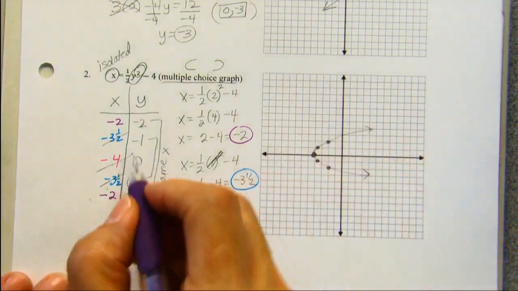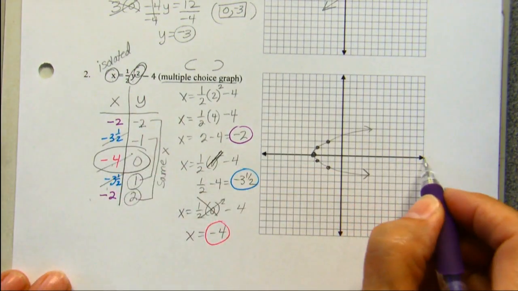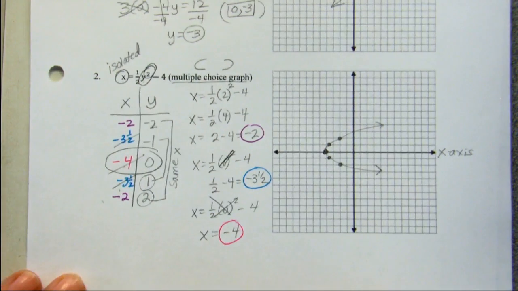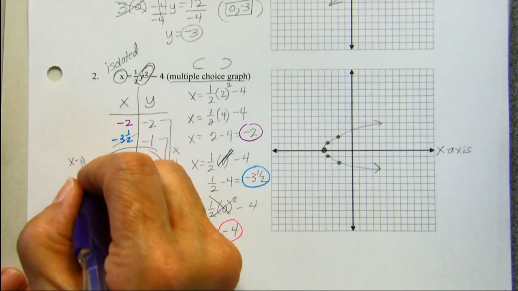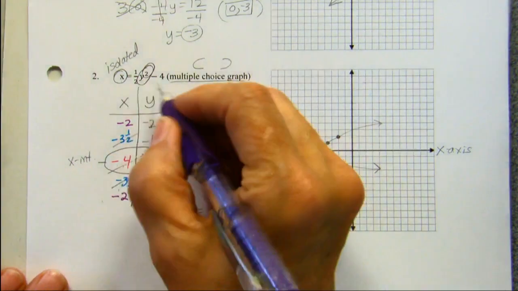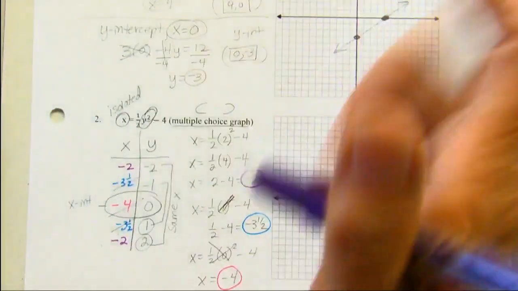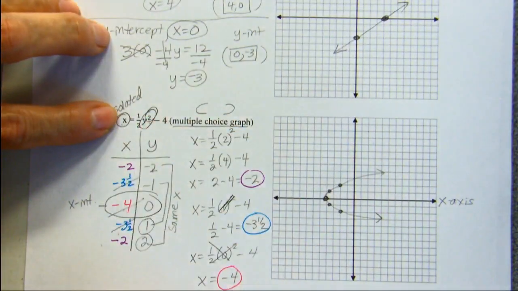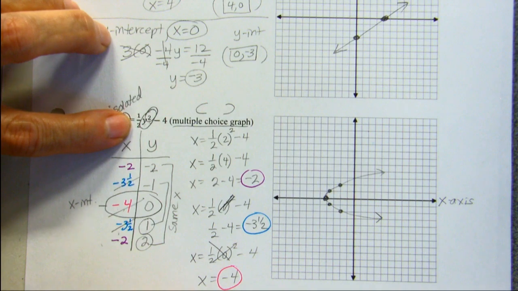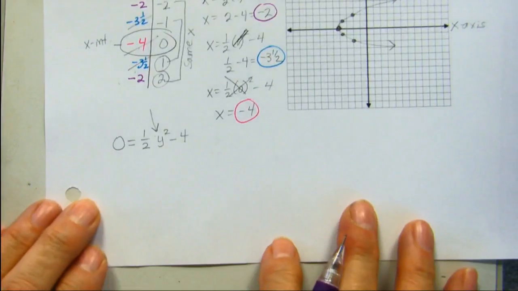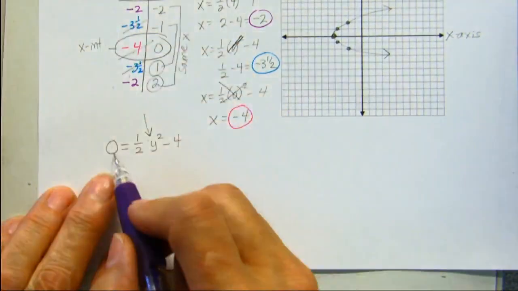Now, so here, negative 4, 0, that's on the x-axis. Okay, this is your x-intercept. Okay, I need my y-intercepts. And on my y-intercepts, I have to let x equal 0. So when I use my original formula, 0 equals 1/2 y squared minus 4, I've got to solve for y. Oops, I'm off the page. There we go. X was 0, solve for y.